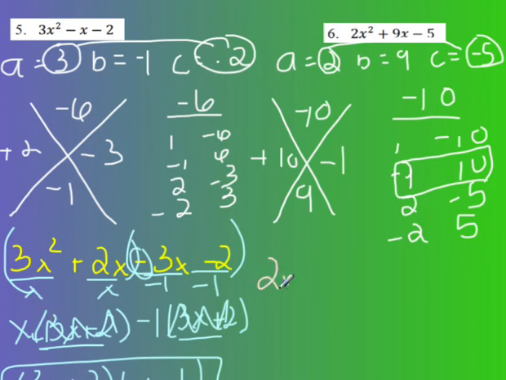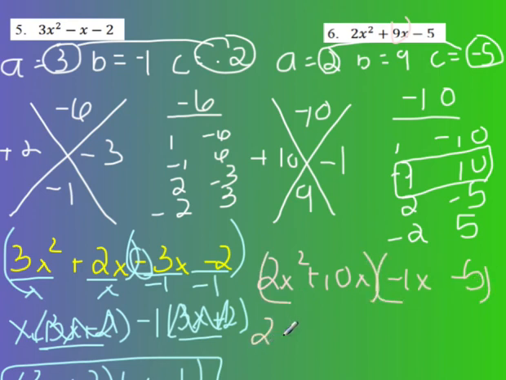So we keep the first term the same, then we're going to split up this 9x as plus 10x minus 1x minus 5. So now we're ready to factor by grouping. Between 2 and 10, you can divide out a 2 and an x, so we're dividing both of those by 2x. So 2 over 2 cancels to 1. x squared divided by x is just x. 10 divided by 2 is 5, and x over x is going to cancel.